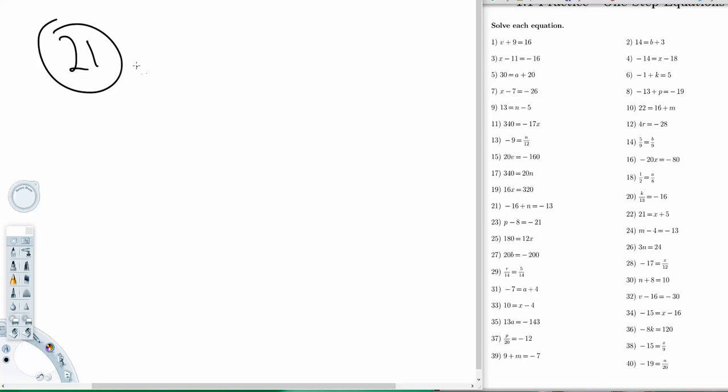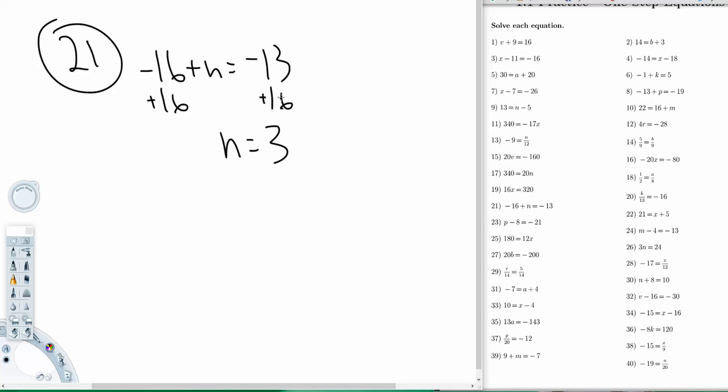Minus 16 now. Minus 16 plus n equals minus 13. So that one's easy, right? Minus 16 plus 16 equals 0. Minus 13 plus 16 equals 3, so n equals 3. That is the right answer.